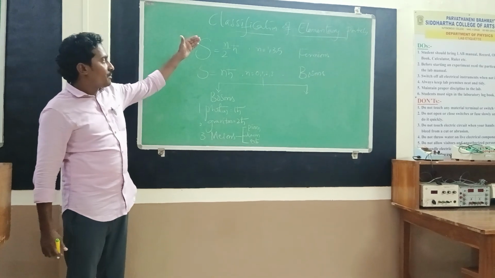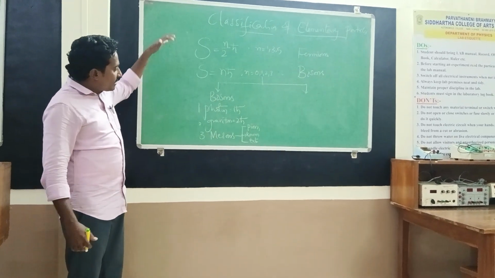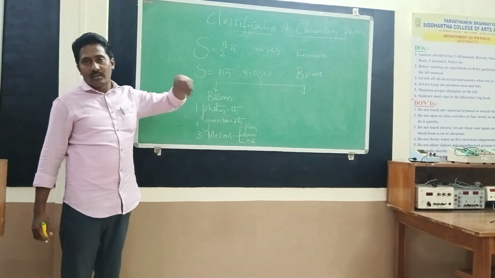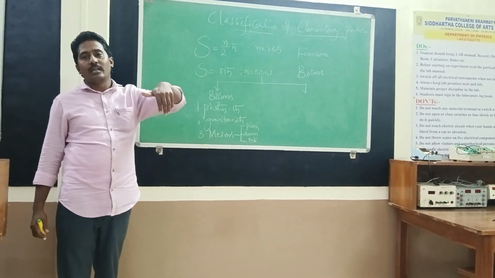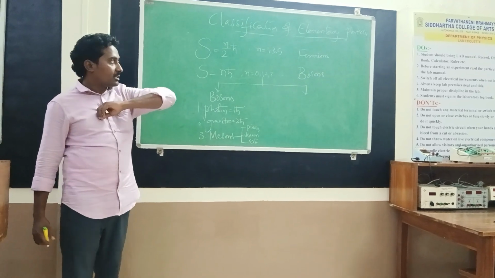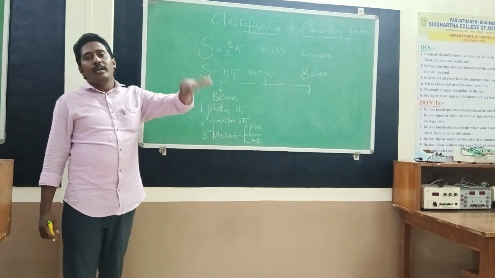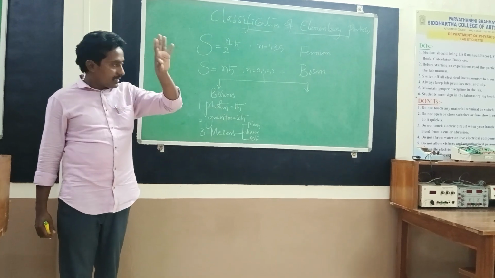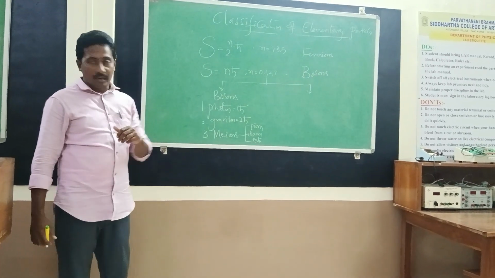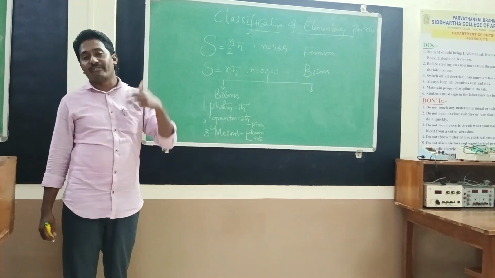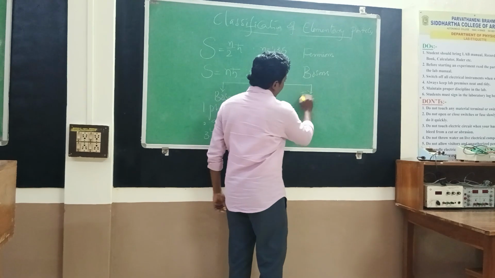The title of the topic is classification of elementary particles. You know that matter is made up of electrons, protons, and neutrons. These are called material particles. They are only fundamental particles, not elementary particles. Ultimately, the basic building blocks of everything, even of these fundamental particles, are quarks. Quarks are fermions. Let us see the classification of fermions.